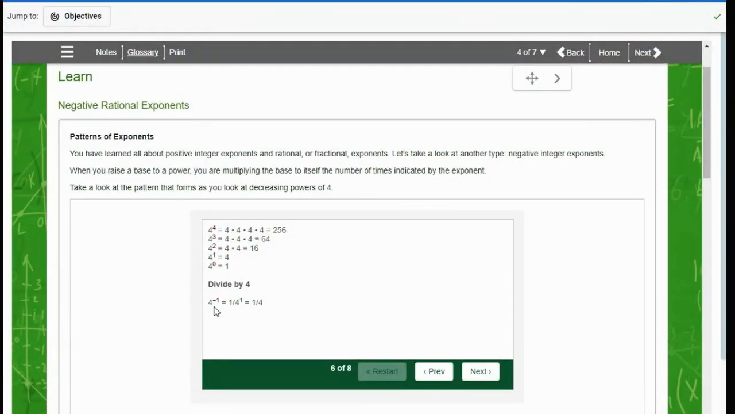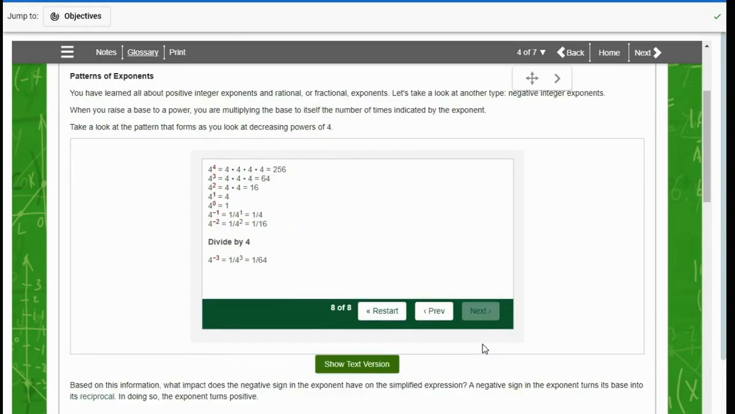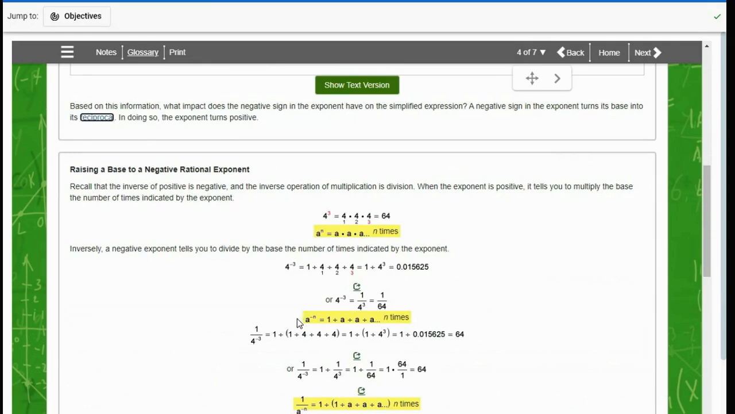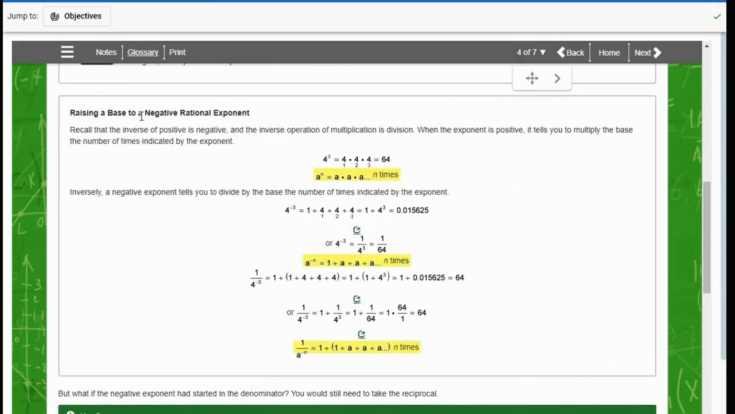See, 4 to the negative 1 goes to 1/4, which is 1 over 4. 4 to the negative 2 is 1 over 4 squared, which is 1/16. 4 to the negative 3 is 1 over 4 to the positive 3, which is 1/64. So a negative sign in the exponent turns its base into its reciprocal. It means it's something flipped upside down. All right, raising a base to a negative rational exponent.